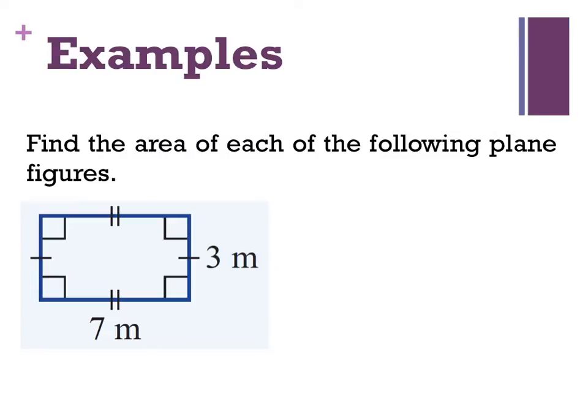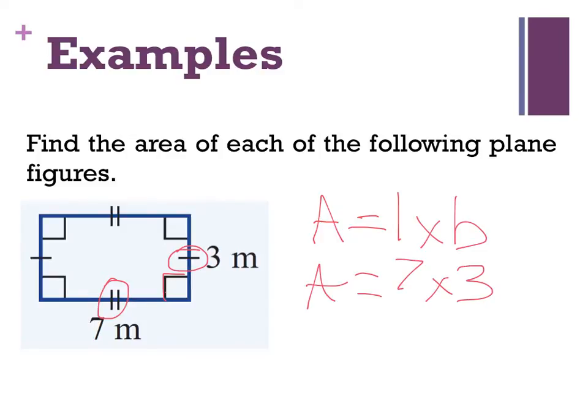Okay, so find the area of the following plane figures. Very, very easy. This one here is a rectangle. You know that because you have sides of two different lengths as indicated by the lines, and they're 90 degrees. So this area would equal length times breadth. According to your sheet, this area would equal 7 times 3. This area would equal 21.